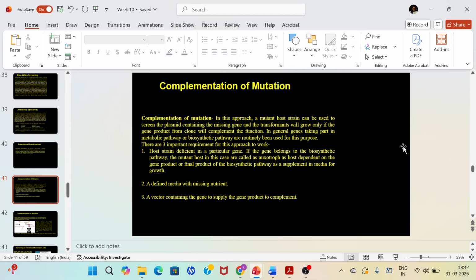This is generally done in the case of yeast, in which uracil is used for this kind of complementation, where the plates are made with or without uracil, so that we can know the effect of that particular gene. So that is how the complementation of mutation happens in the yeast system.